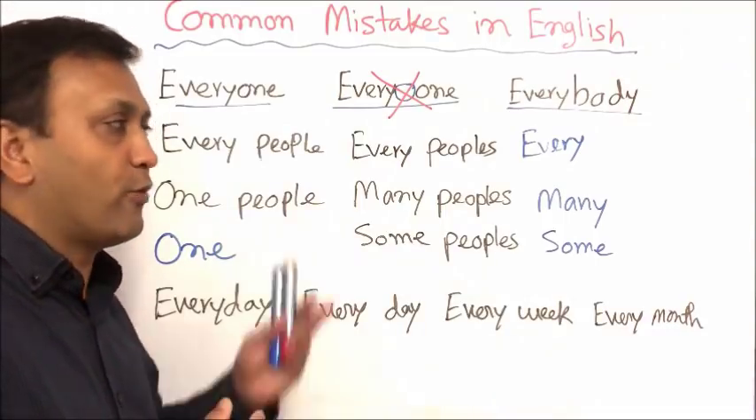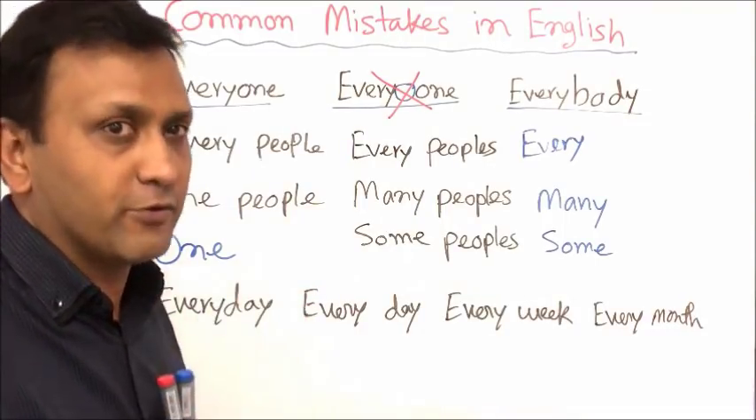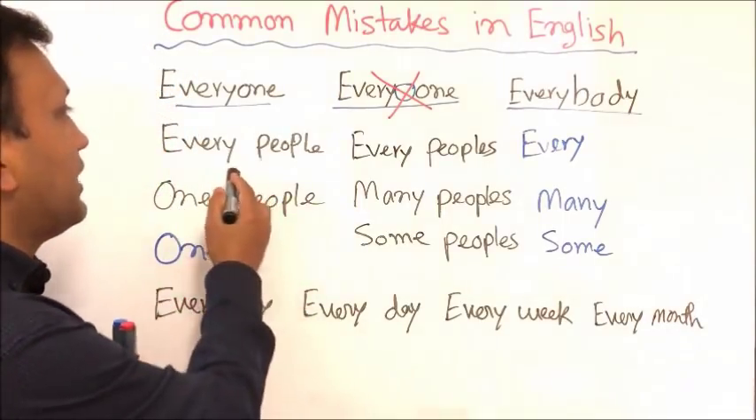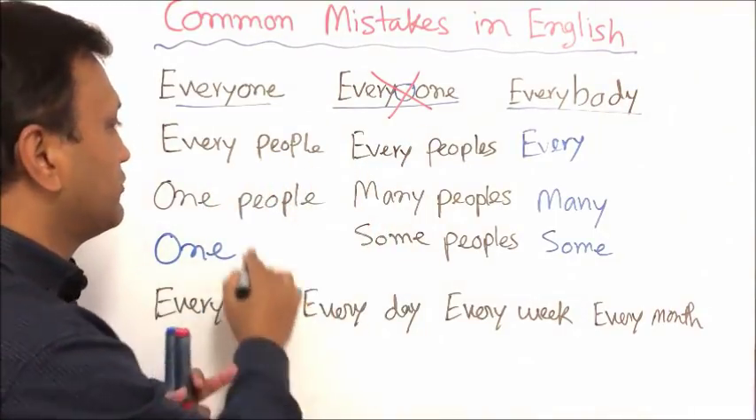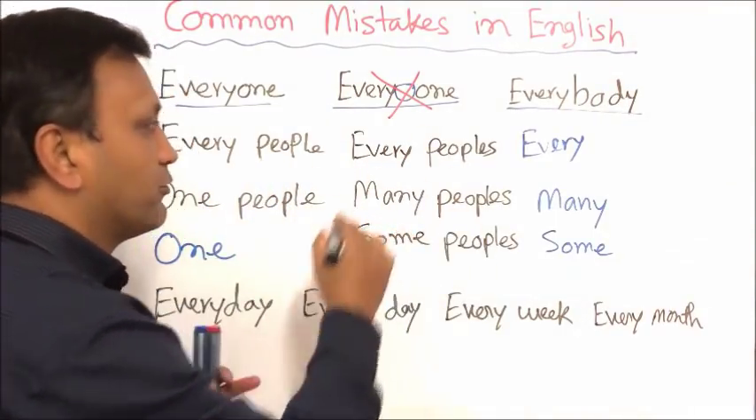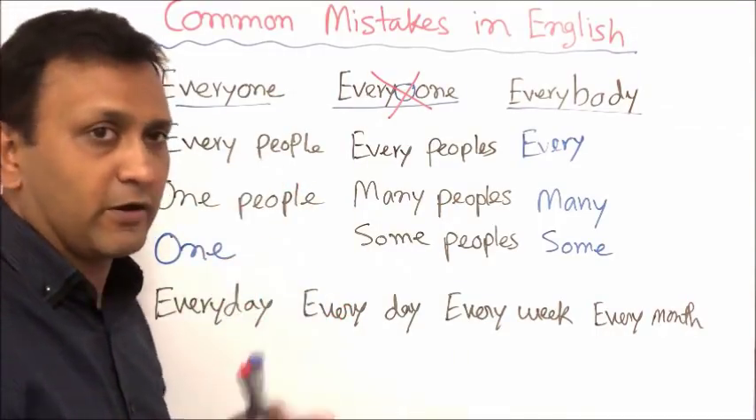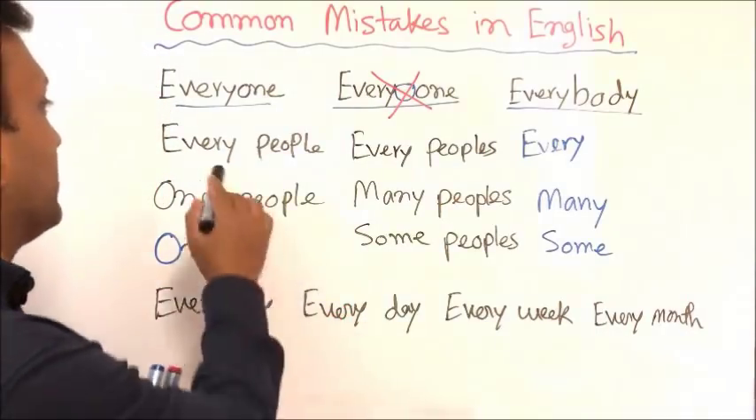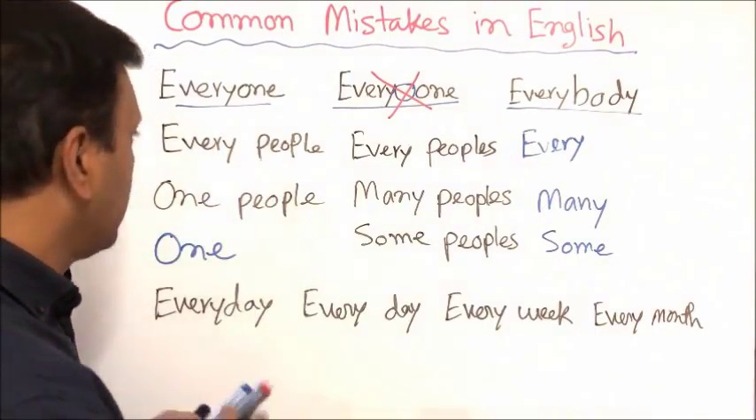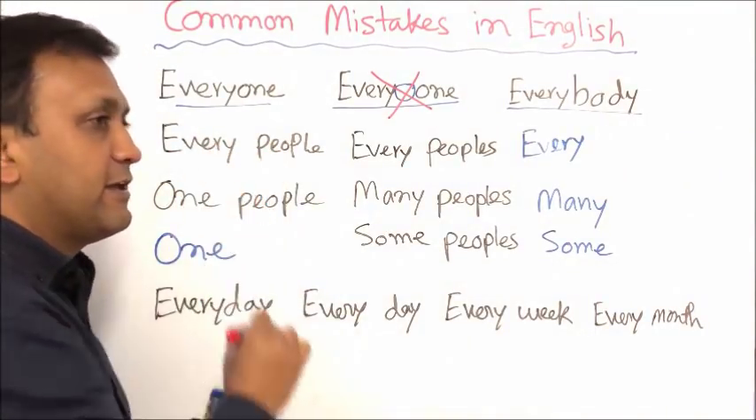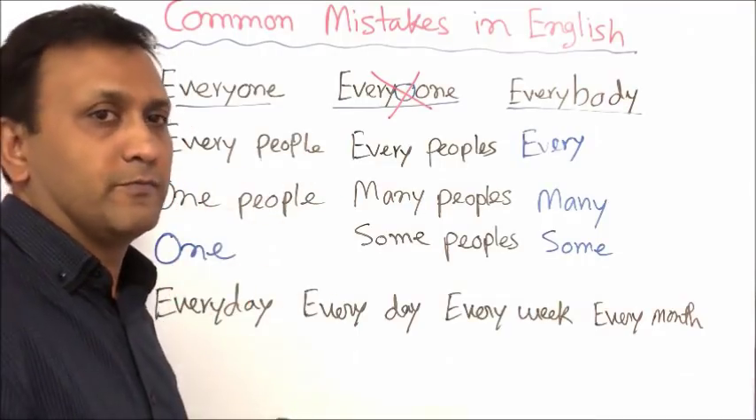And check at the end whether what you thought was correct or not. So here: every people, every peoples, one people, many peoples. You might think, okay, something is correct. One of them is correct, two of them are correct. No, none of them is actually correct. Because you cannot say every people, because every is a singular pronoun.